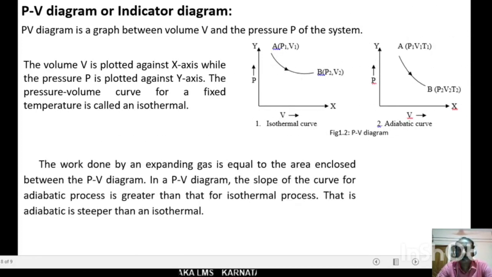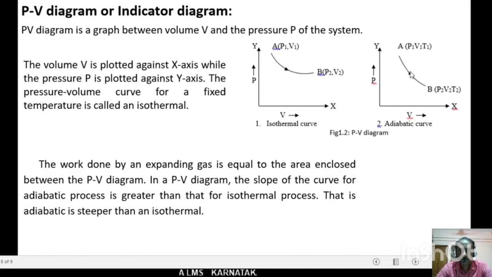The work done by an expanding gas is equal to the area enclosed under the PV diagram. In a PV diagram, the slope of the curve for adiabatic process is greater than that of the isothermal process. The slope of the adiabatic curve is greater than the slope of isothermal. That is, adiabatic is steeper than the isothermal.